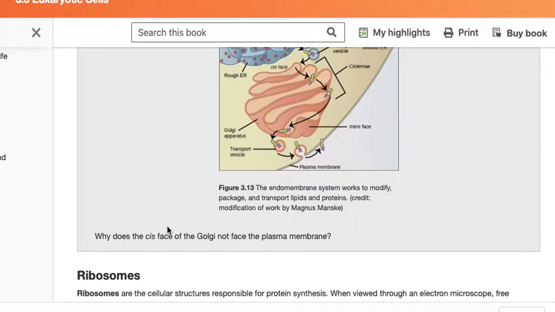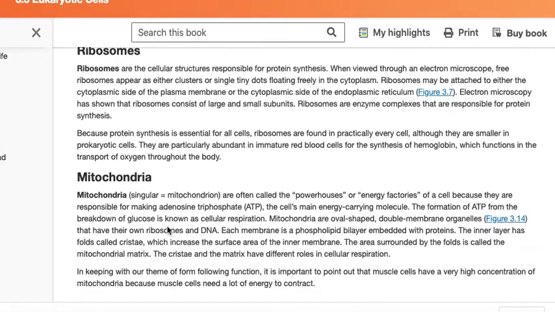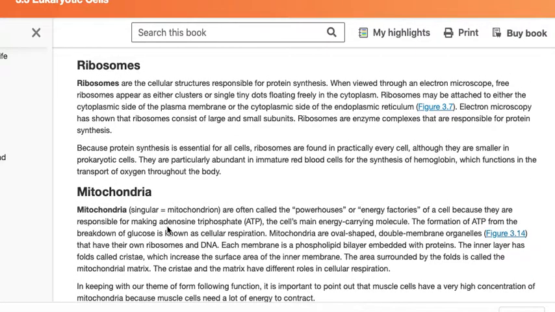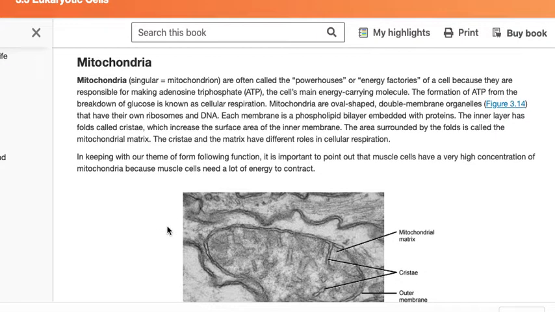We're going to move to the ribosomes. So ribosomes, they make proteins, and they make proteins in the endoplasmic reticulum. Then we're going to move down to the mitochondria.